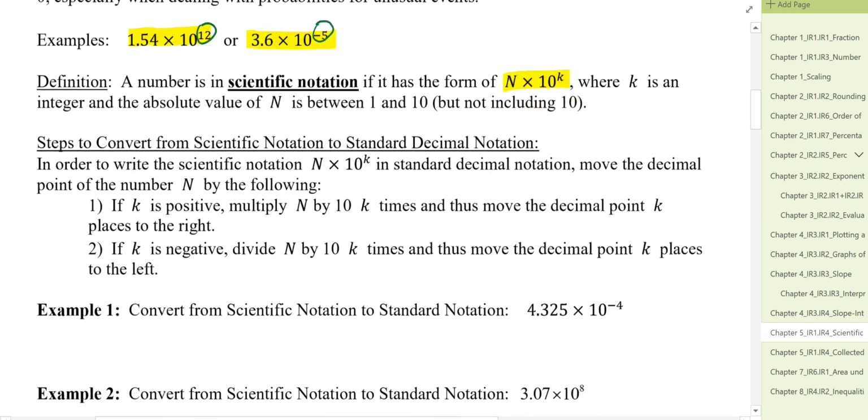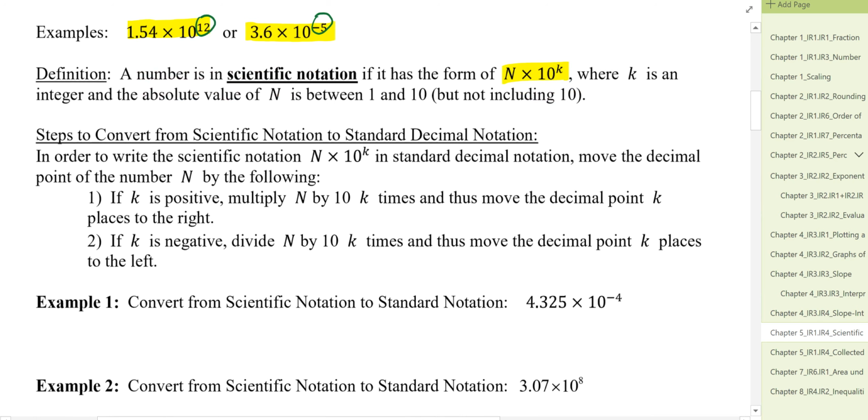Here are the steps to follow to convert from one to the other. In order to write scientific notation in the form of n times 10 to the k in standard decimal notation, we move the decimal point of the number n as follows. If k is positive, we multiply n by 10 to the k and move the decimal point k places to the right. So k positive, I move it to the right k times. If k is negative, I divide n by 10 to the k, or I can move the decimal to the left k times. All right, let's do some examples.